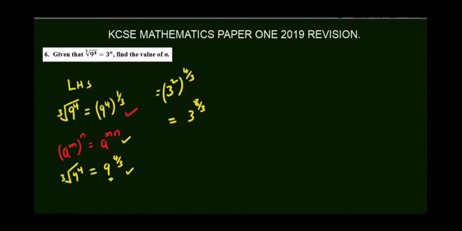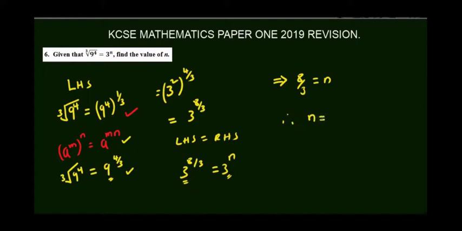And then that was the left hand side. Now equating the left hand side to the right hand side, we are going to have 3 power 8 over 3 equated to 3 power n. Because the bases are the same, we have 3 and 3, we can comfortably say that 8 over 3 is n, and therefore that would mean n is 2 and 2/3.